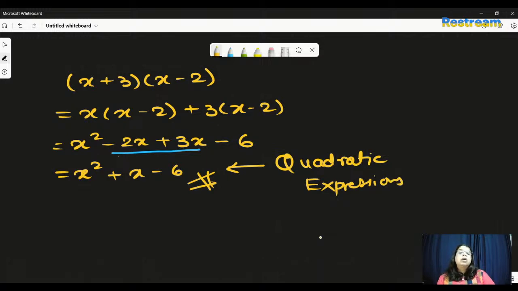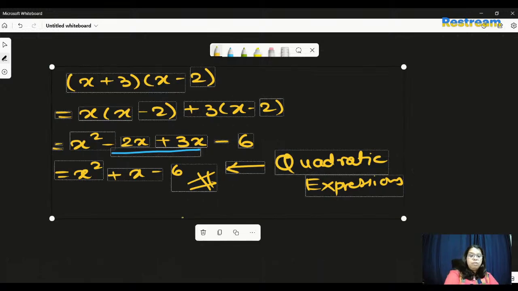So these quadratic expressions you will learn in grade 8 and above. Once we finish with this grade 7 syllabus, I will put on a few fun videos about quadratic expressions, but we have to concentrate on grade 7 first. Okay. So this was about expansion of algebraic brackets.